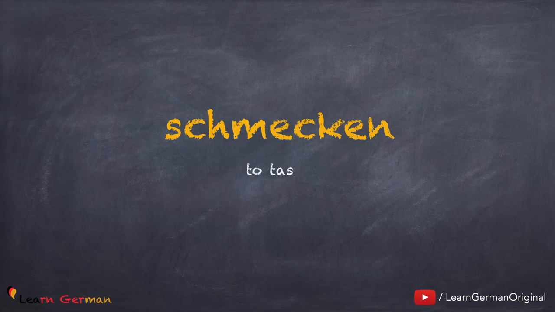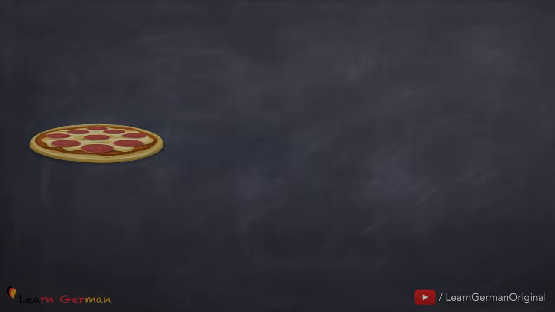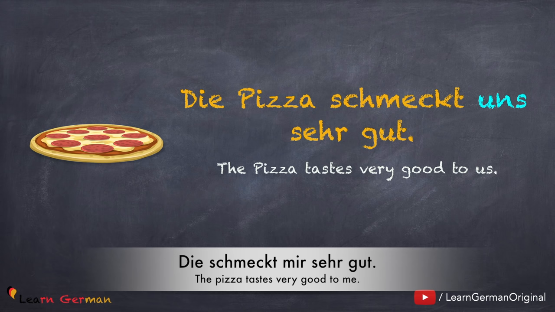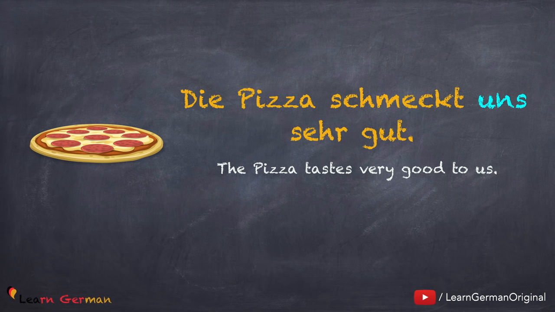Let's move on to the next verb, schmecken. And here's the sentence. Die Pizza schmeckt uns sehr gut. Die Pizza is the nominative subject and uns is the dative object. Now, if you're talking about yourself, what would you say? You would say, die Pizza schmeckt mir sehr gut. This is a very common topic of conversation when you're out in Germany to eat somewhere. Do remember the sentence.